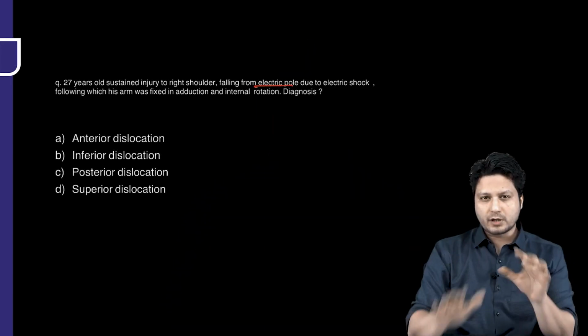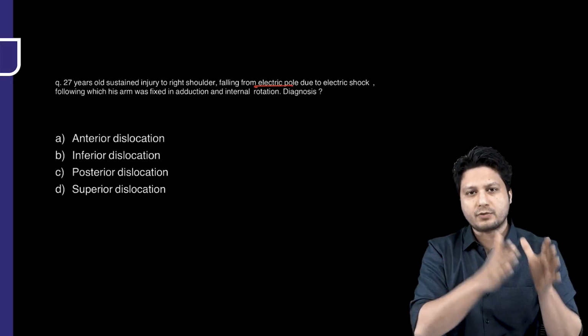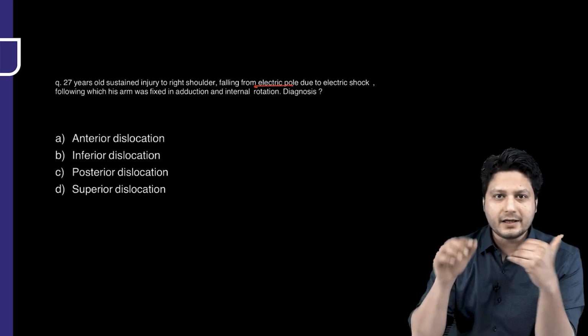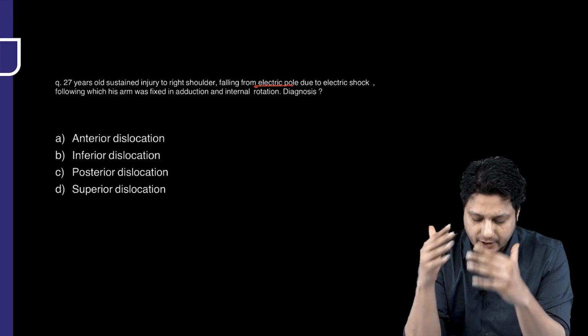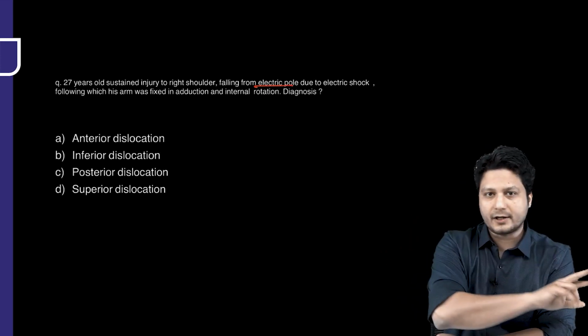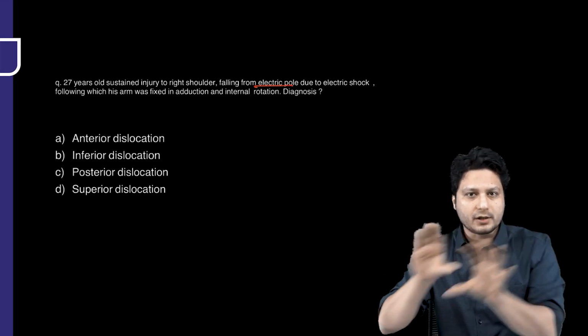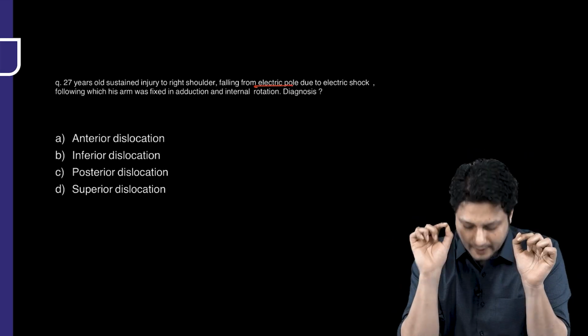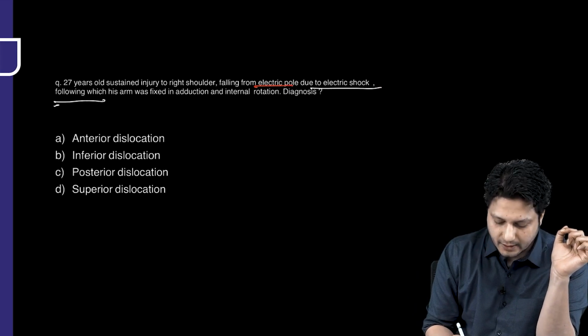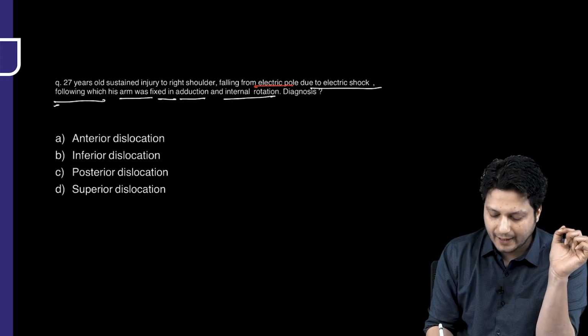The initial topic, which is considered to be the most commonly asked topic out of this upper limb trauma, is the dislocation pattern. Now, I am giving you some prototype questions before actually talking about the topic. One of these questions is that a 27-year-old male has sustained an injury to his right shoulder after falling from an electric pole due to electric shock. Now, this is the etiology, the mode of injury in your question, due to the electric shock. Following which his arm was fixed in adduction and internal rotation.